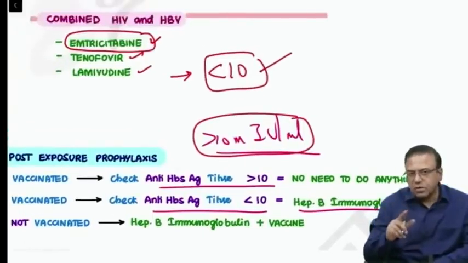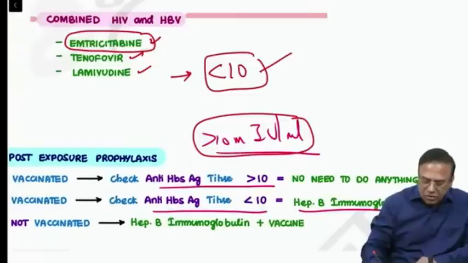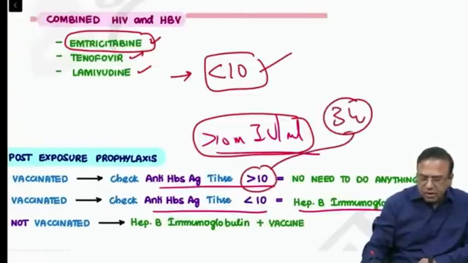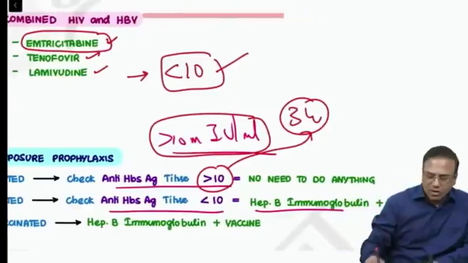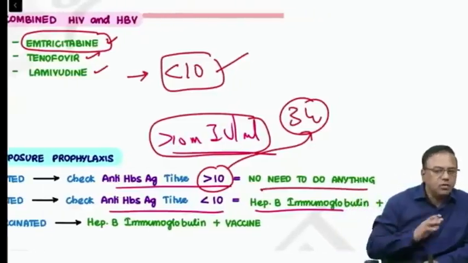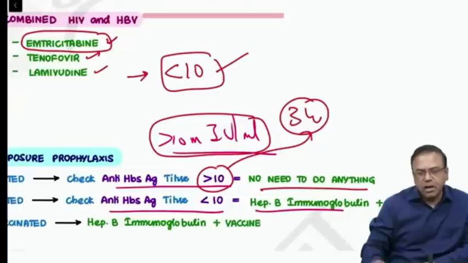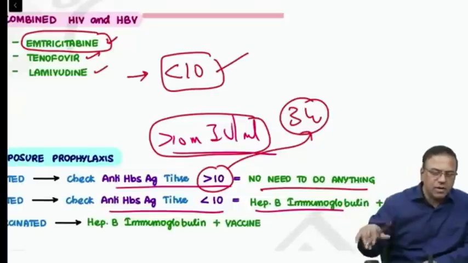AIIMS asked a question 2-3 years back, and they said a patient's antibody titer was some 34 or something. It was above 10. What do you want to do in this patient? They got needle stick exposure. Now what do you want to do? Nothing. They are protected. You don't have to worry about hepatitis B. Above 10, no need to worry. Below 10, your headache comes.